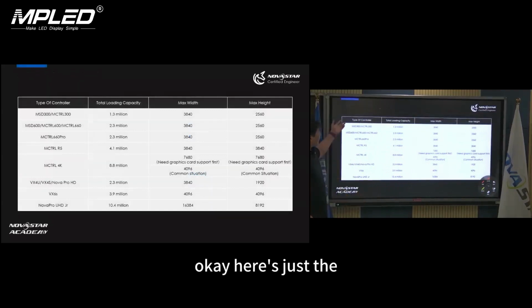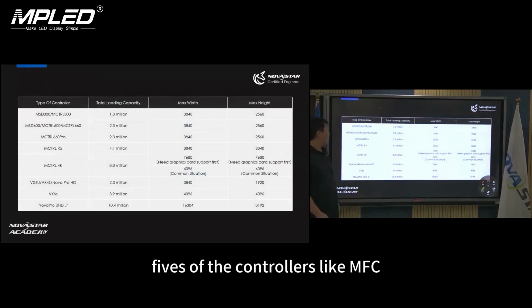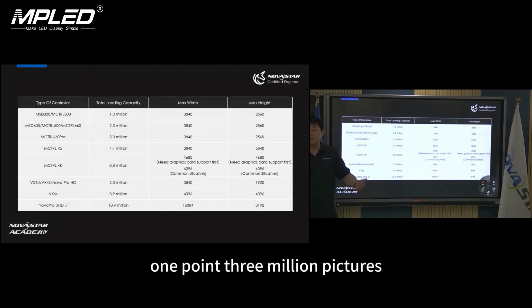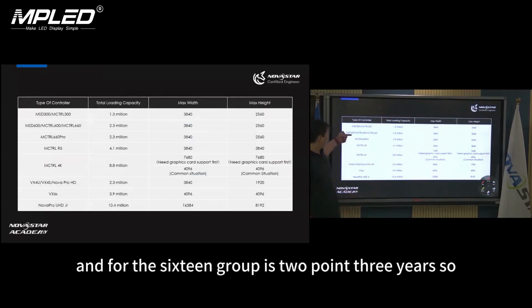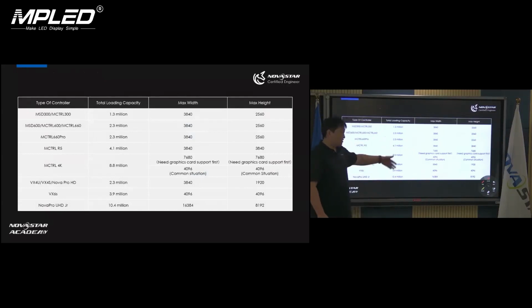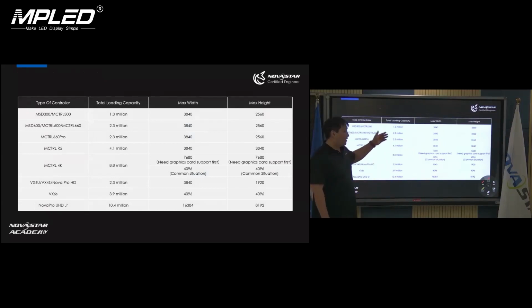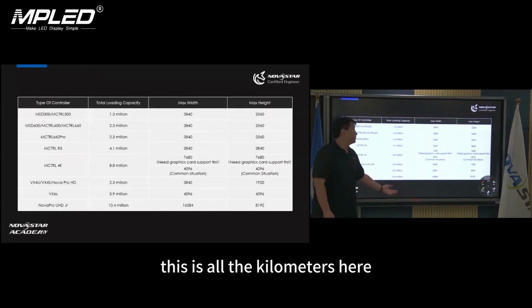Okay, here are the types of controllers, like the MIC 300 and M-Control 300. The loading capacity is 1.3 million pixels. And for the 600, it's 2.3 million pixels. So still the same thing, take a picture or make a screenshot. These are all the parameters here.